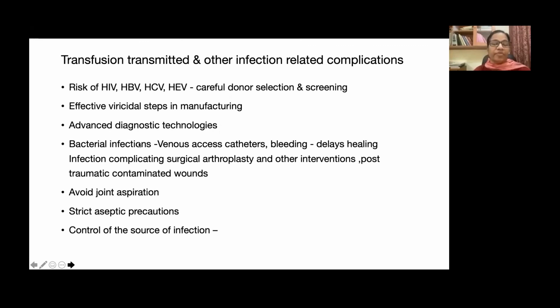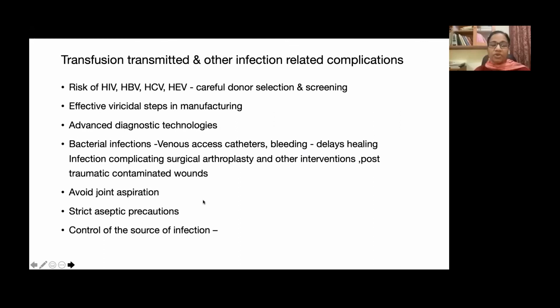But bacterial infections can occur at any time, especially post-traumatic bleeds in hemophilia patients, and veins are their lifeline. So venous access catheters and bleeding, blood itself can delay the healing. So infection complicating surgical arthroplasty and other interventions, post-traumatic contaminated wounds, even a dental infection can spread in a hemophiliac patient. So treatment of dental caries is also very important. And you should, as far as possible, avoid joint aspiration. In case it is indicated in such conditions, you should follow all strict aseptic precautions. And control of the source of infection is very important.